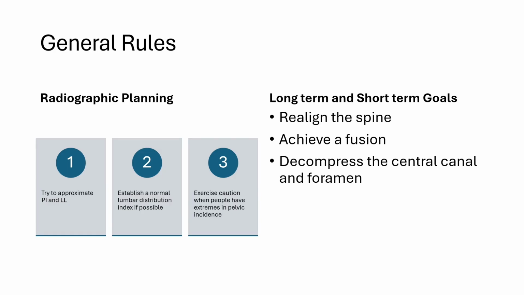One is to try to get an approximate match of PI and LL. I try to establish a normal lumbar distribution index. And when possible, I'm pretty cognizant of their baseline spine anatomy and also the pelvic incidence. So if someone has a very high or very low pelvic incidence, I'm aware of that. My clinical goals in the short term are to realign the spine and decompress the canal, and my long-term goal is to achieve a fusion.